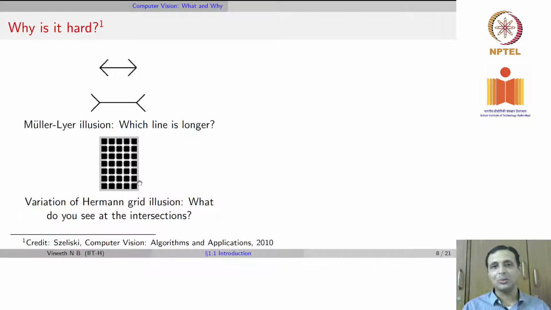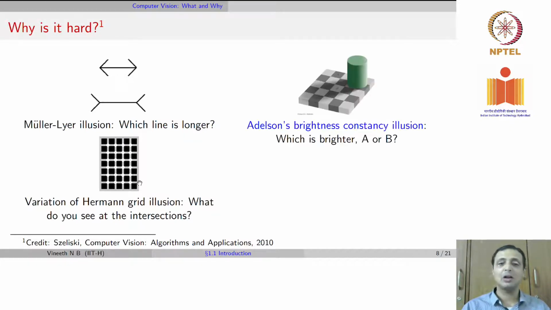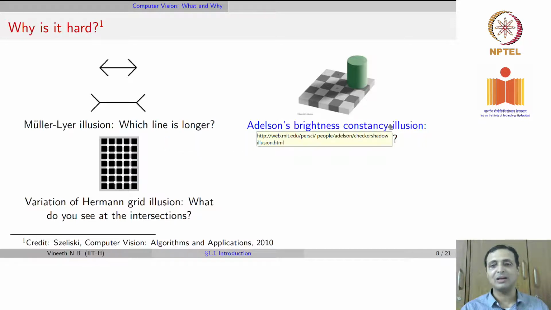So, in fact, some argue whether this is an illusion or a hallucination, but it still proves the point that human vision is hard to understand, and how we perceive things is still hard to understand. Another popular example is called Adelson's brightness constancy illusion. There's again a link. Please do take a look at that link later on.